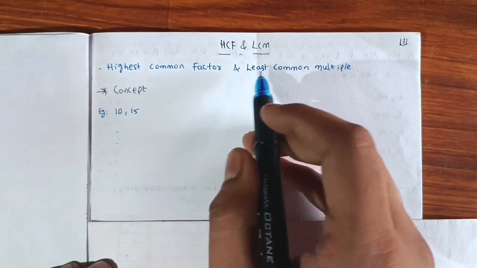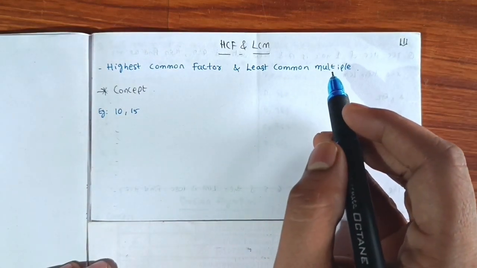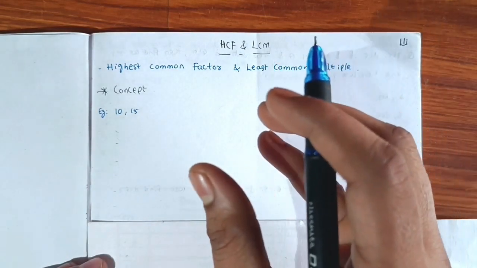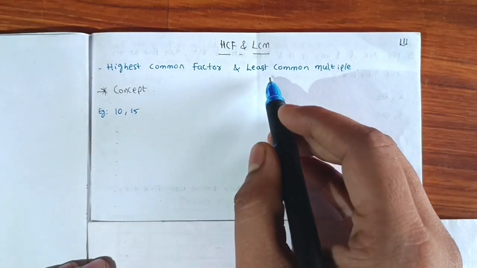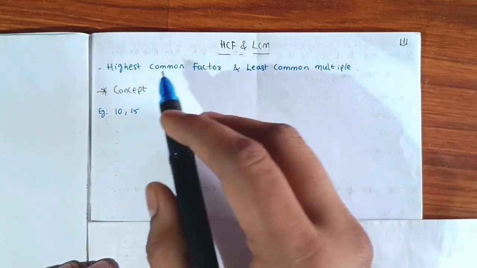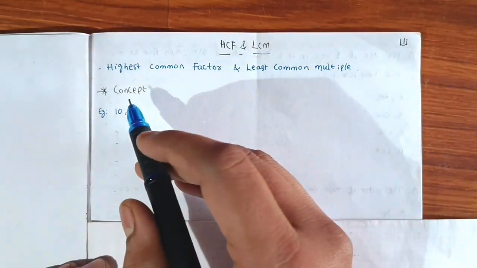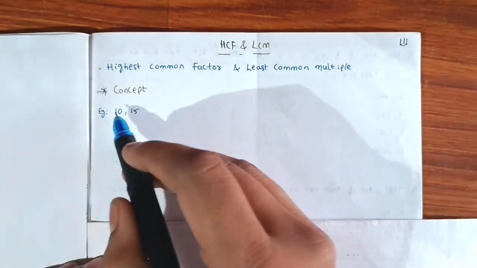I think you all know. And least common multiple is the minimum number to which the numbers get equal, so it is known as least common multiple. So in this topic, let us start the concept regarding this.